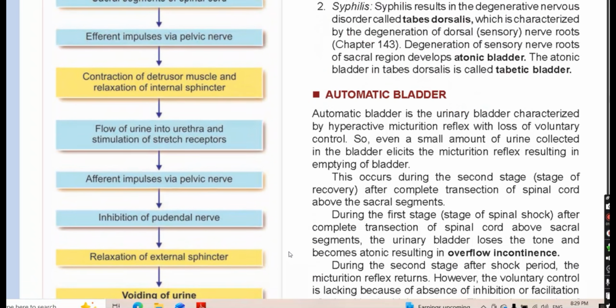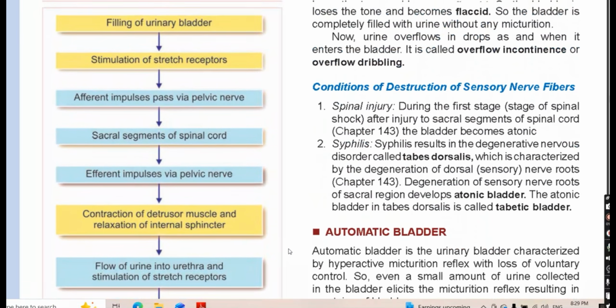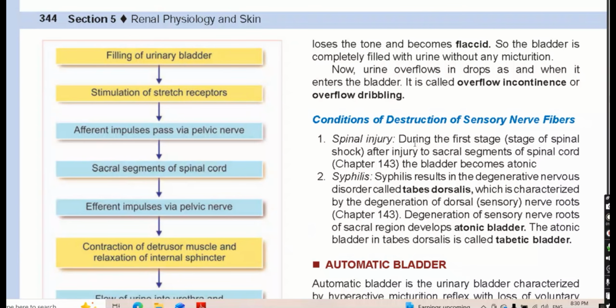loses its tone and becomes passive. So the bladder is completely filled with urine without any micturition. In this way, it is sometimes called overflow incontinence or overflow dribbling. The condition of destruction of sensory nerve fibers can happen in a spinal injury, or in syphilis.